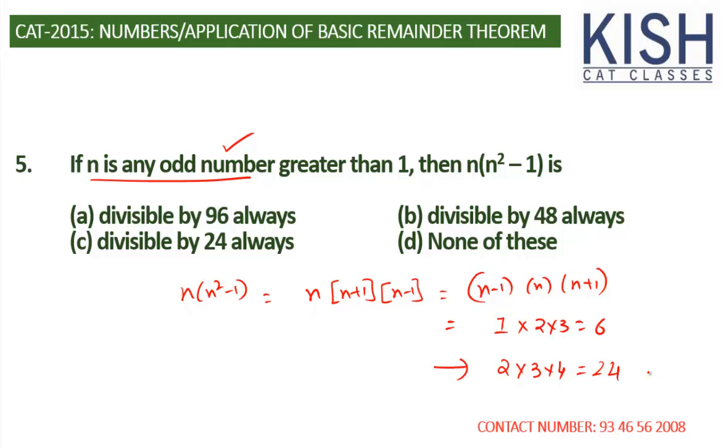Now check the answer options. It's divisible by 96, always. It says that it's always. Now it's not always. When we take the minimum value for n, we cannot say that it's 96. Same is the case with answer option B. Answer option C is divisible by 24. So that's the truth. No need to check some other value in place of n.